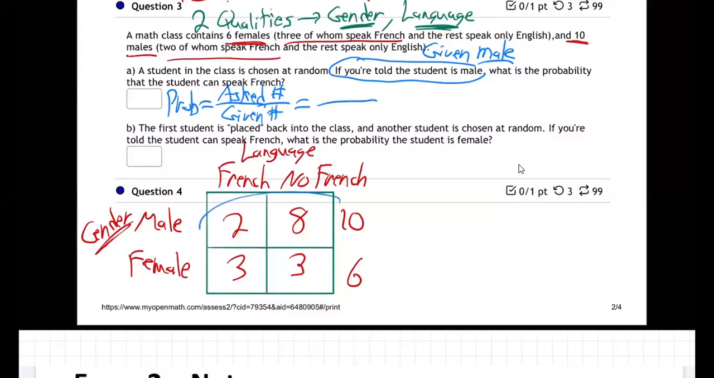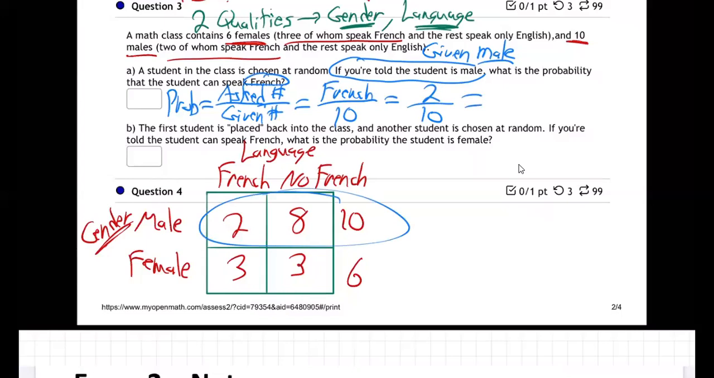So we're talking about this group of people in our table. We're talking about the 10 males. We're not talking about any of the 6 females, right? What's the probability out of those 10 males that they, what'd they ask for? French, that they can speak French. So how many French speakers out of the 10 males? Only 2. So divide that in your calculator.